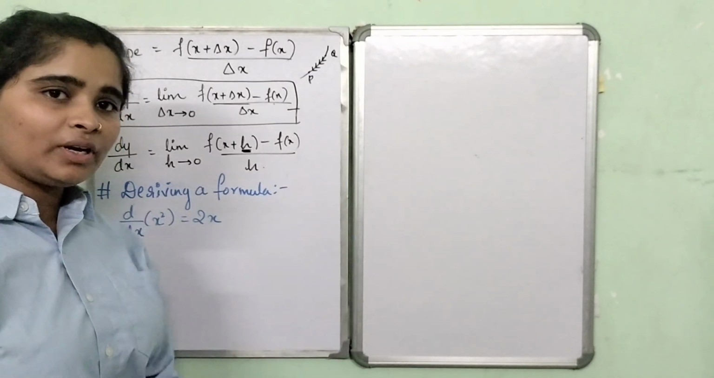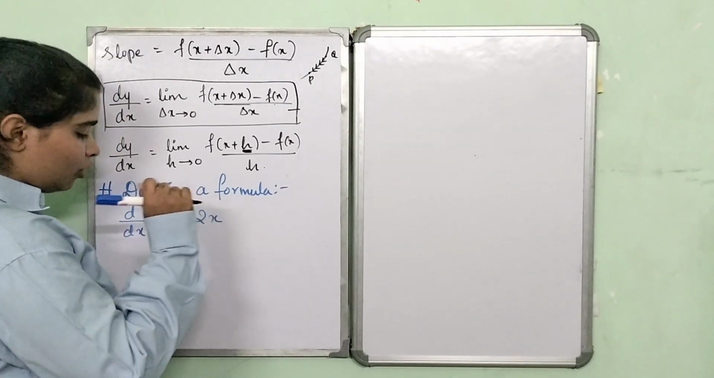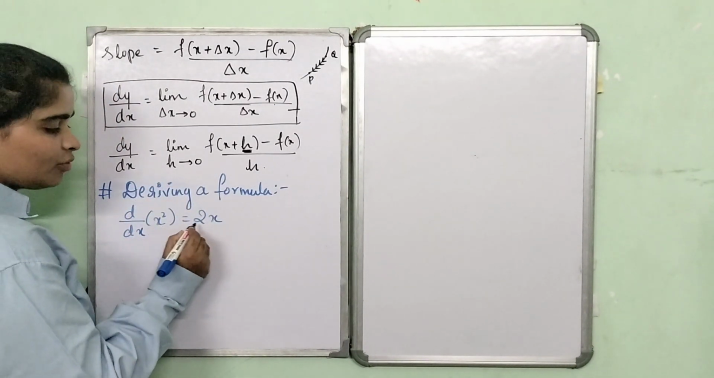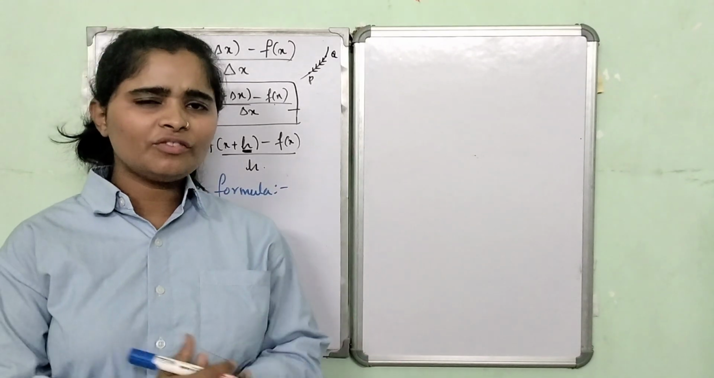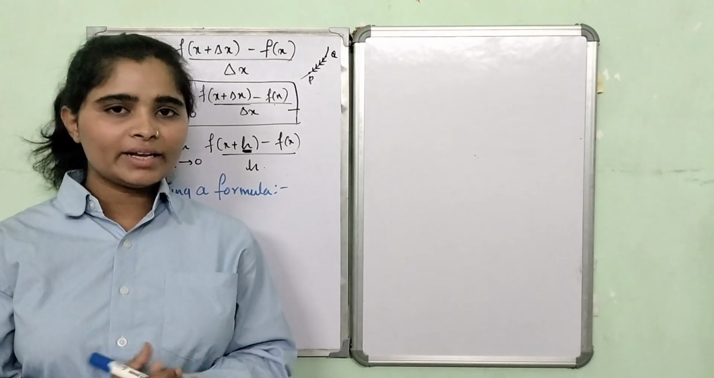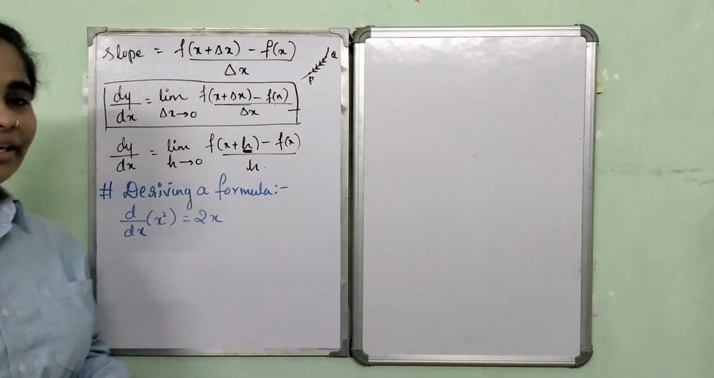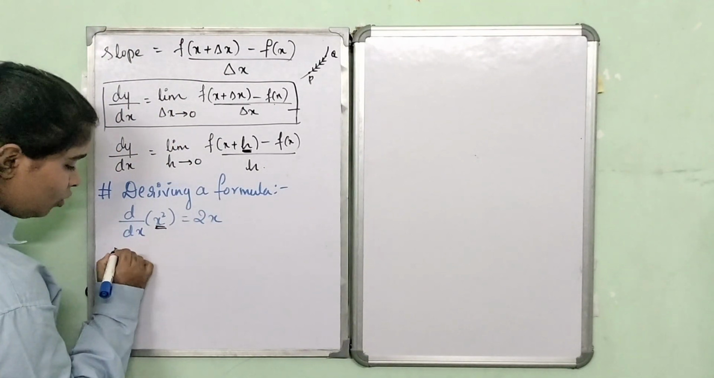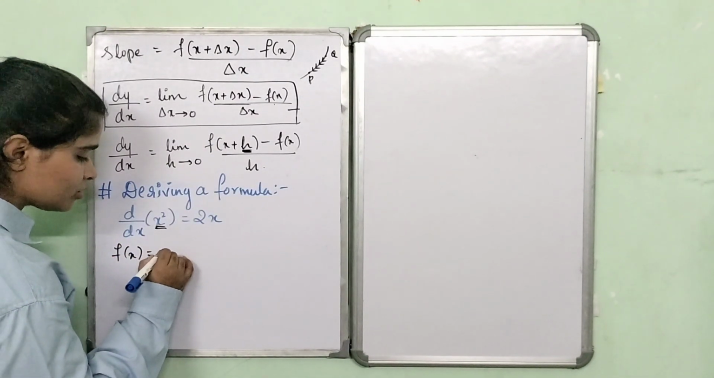Next we will be looking at the derivation of the formula dy by dx of x square is equal to 2x. Every one of us knows that dy by dx of x square is 2x. But why is dy by dx of x square 2x? We will find it out. So our function here is x square.